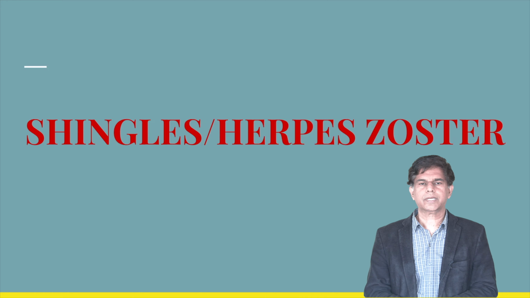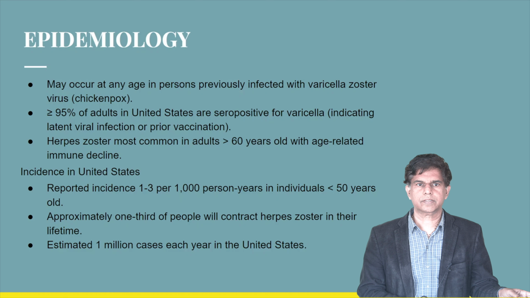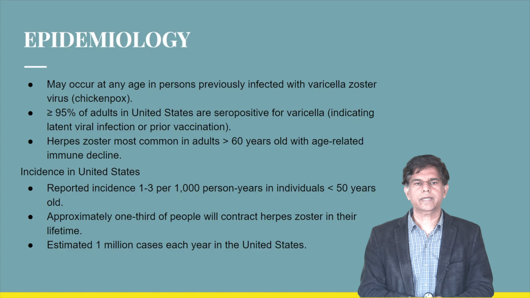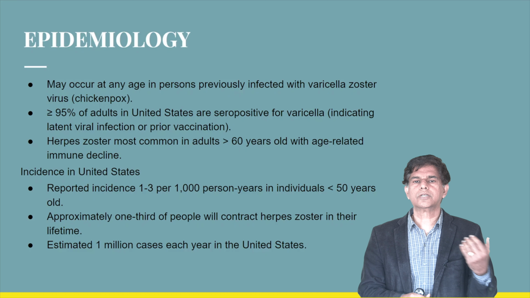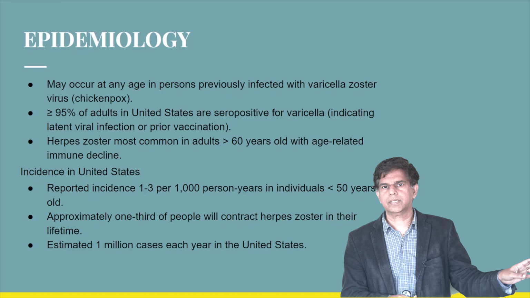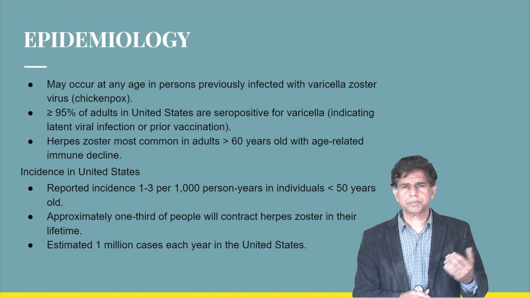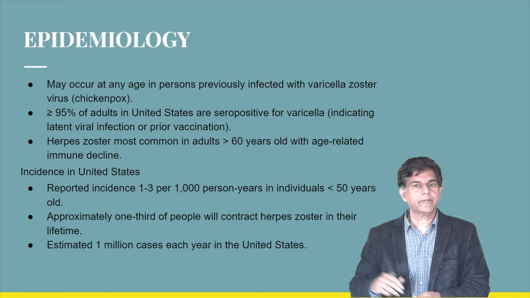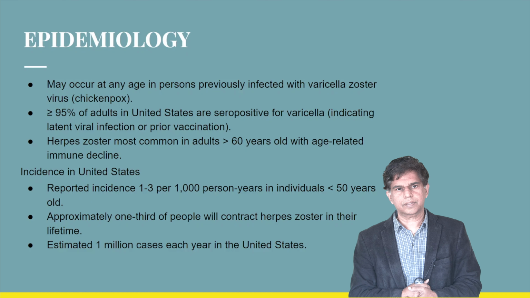So epidemiology: it can occur at any age, in previously infected people with the chickenpox virus. Greater than 95% of adults in the United States are seropositive for varicella. That means all of them had some kind of infection in childhood. And herpes zoster is most common in adults greater than 60 years, with age-related immunity declining.